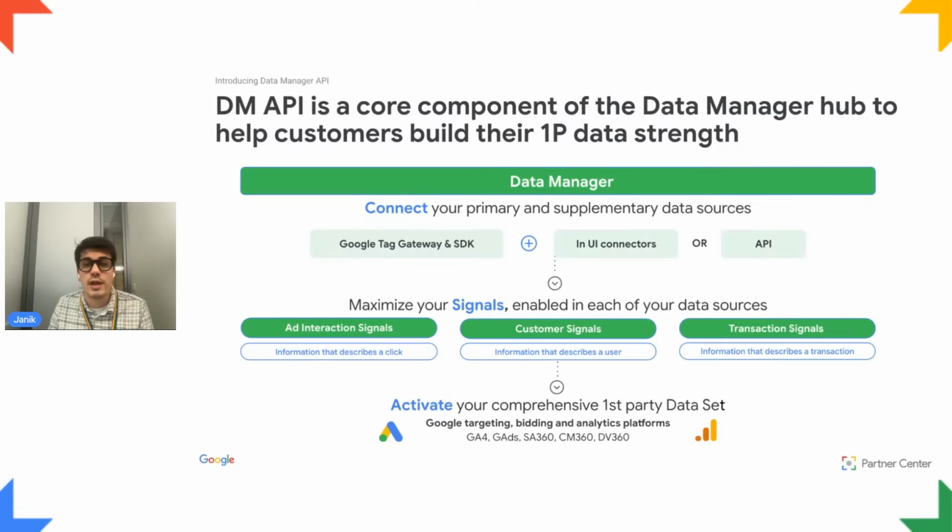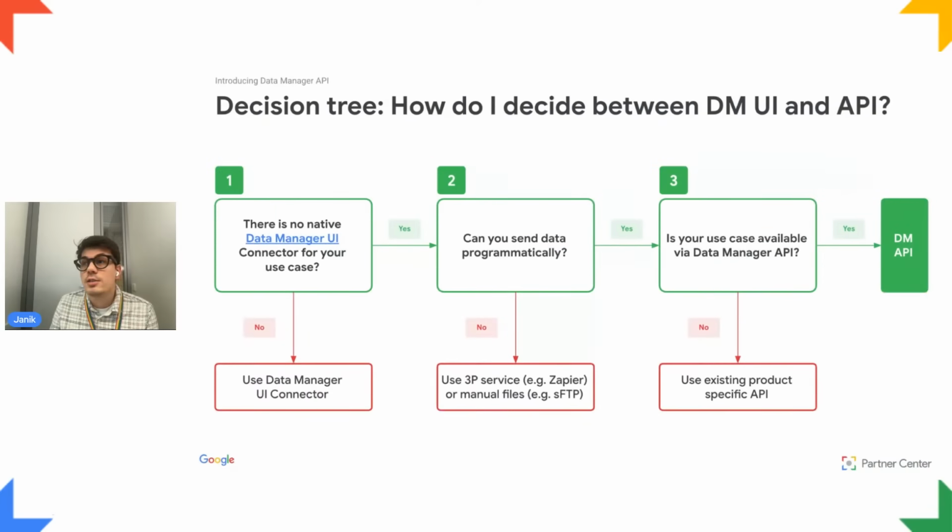But this is really kind of the main question, right? We're hearing a lot from different advertisers. When should you use the UI for Data Manager? When should you use the API? So my advice would always be first, check if there's a native integration via one of our connectors in the Data Manager UI. If there is one of these integrations, use that because it's definitely way easier and faster to start leveraging.